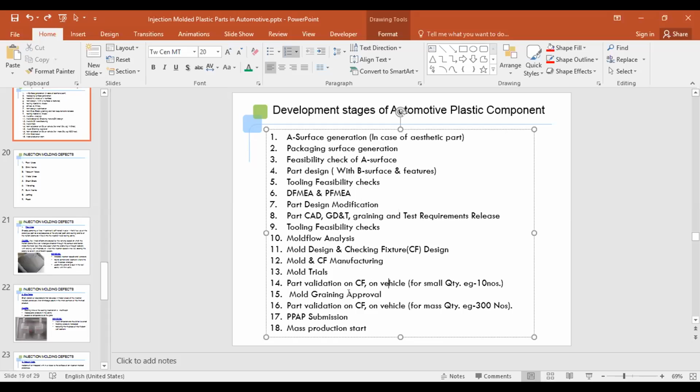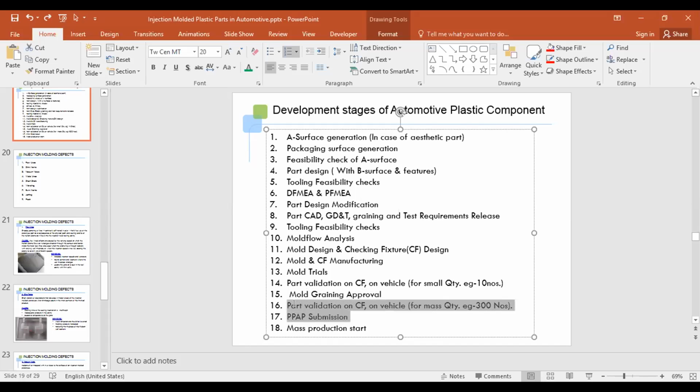When the customer OEM is satisfied with the quality of that part, they provide mold graining approval, meaning the leather graining or whatever surface finish we require on the A surface. We get that approval and we start etching of the mold. Part validation is again done on the CF, checking fixtures, and on vehicles also. This time it will be for a bigger quantity, like 300 or 500.